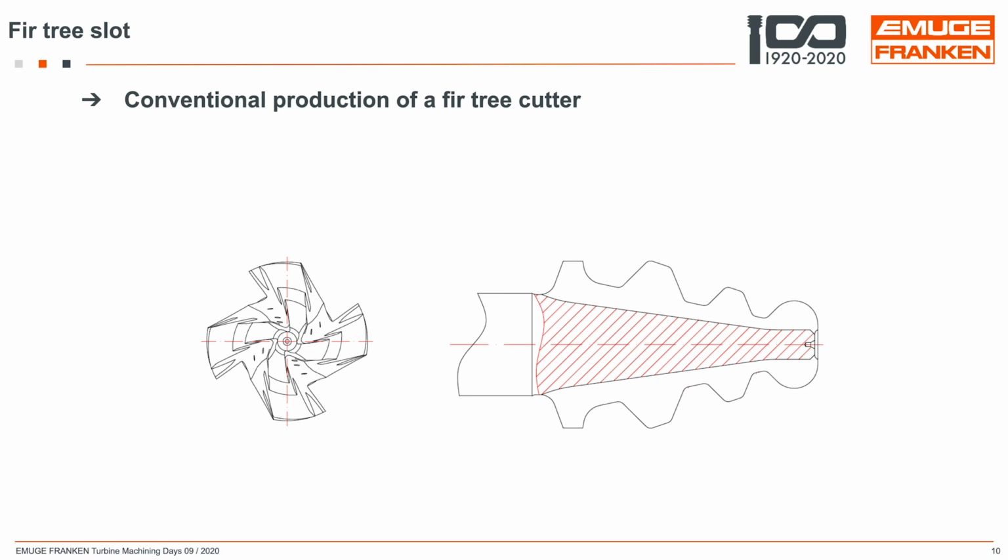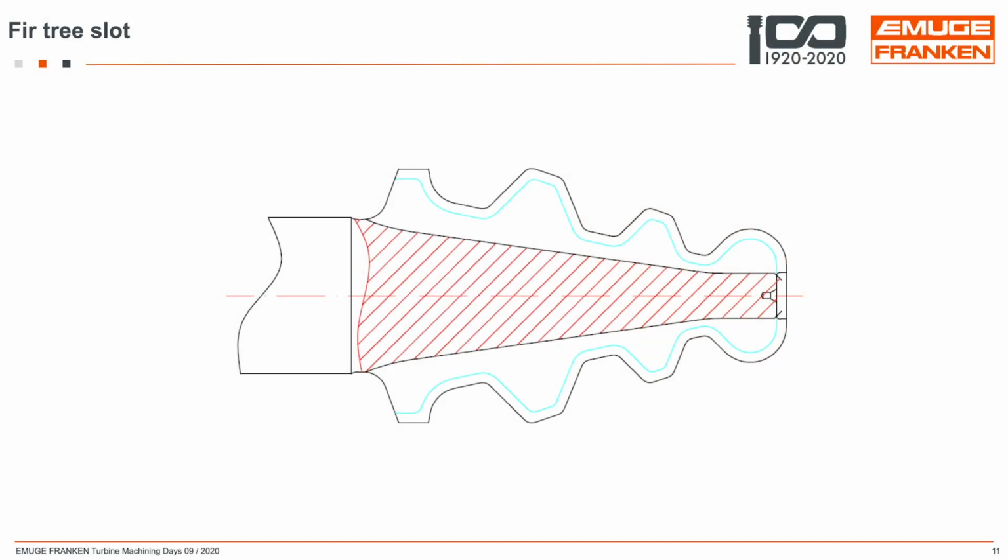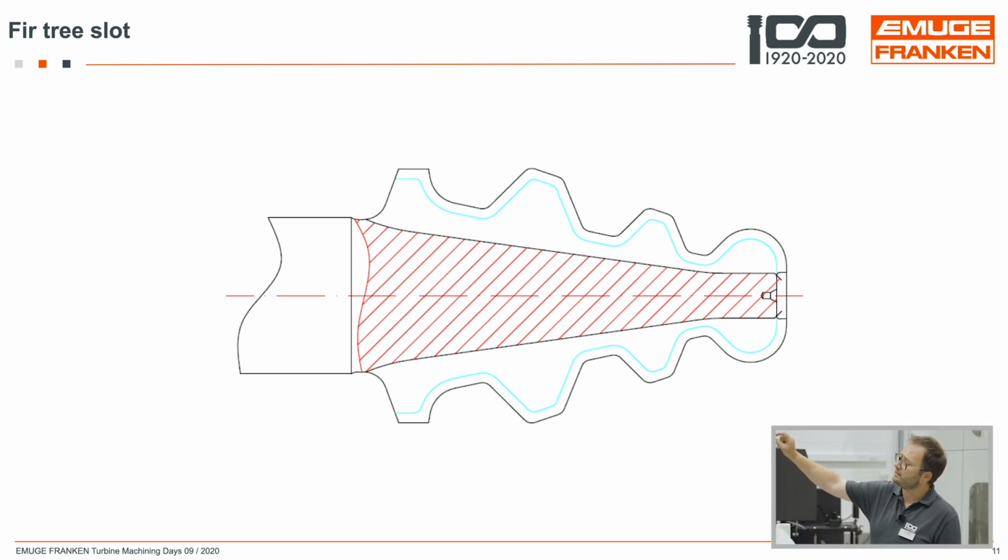Conventionally speaking, a fir-tree cutter is produced with a grinding wheel, which in this example that I'm putting on the screen makes 4 teeth. The reason we only have 4 teeth is because the grinding wheel has to go through the slot. Because of that, there are areas on the tool which are removed, not because we need it, but just because the grinding wheel has to go through. Actually, on the fir-tree cutter, like we see on the screen, the only functional area is delimited by this blue line. That is the efficient cutting part of the tool.